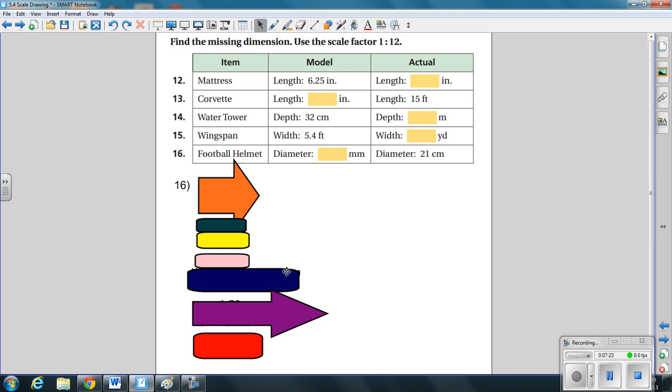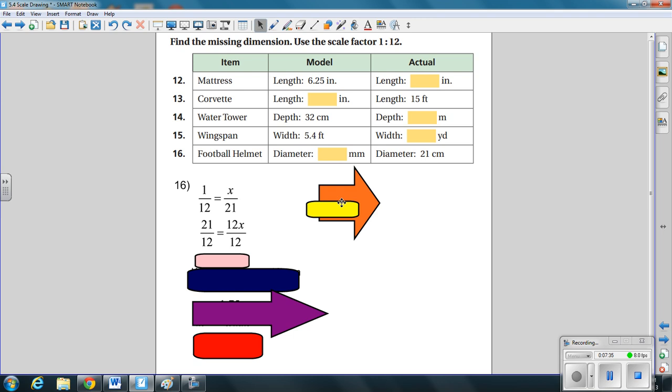And here's number 16. Again, take a second and pause. Step 1 is to start with your proportion. Cross product, divide both sides by 12. The value for x is, that should be 1.75 equals x.